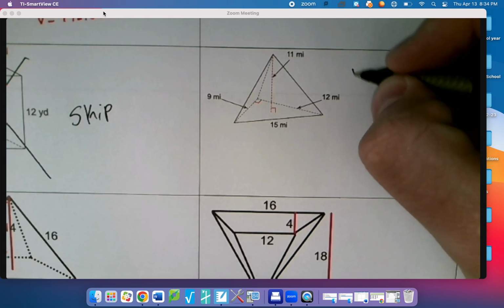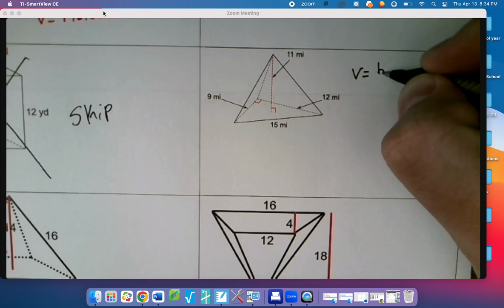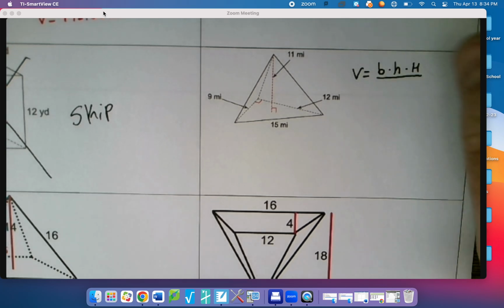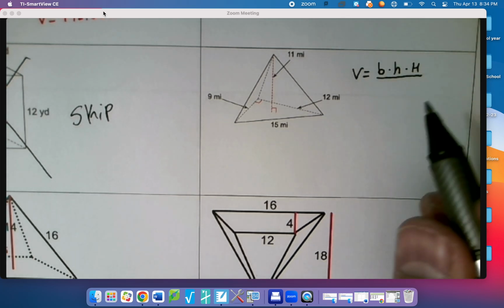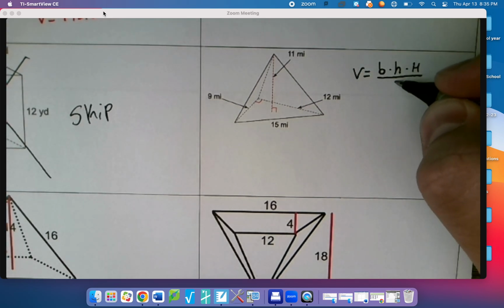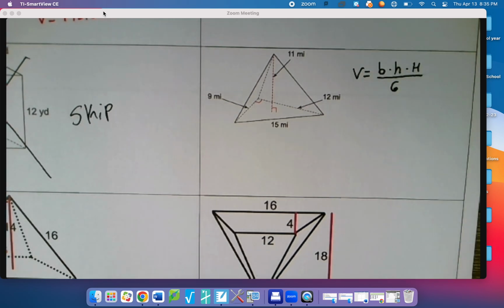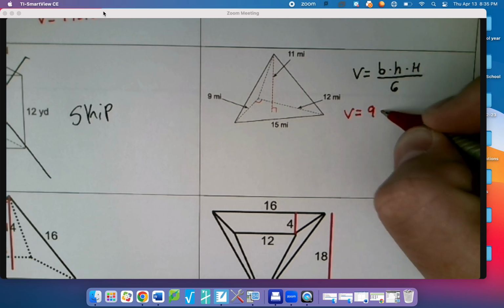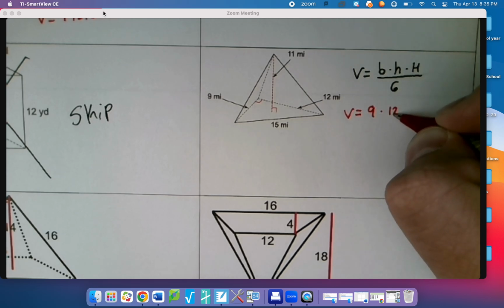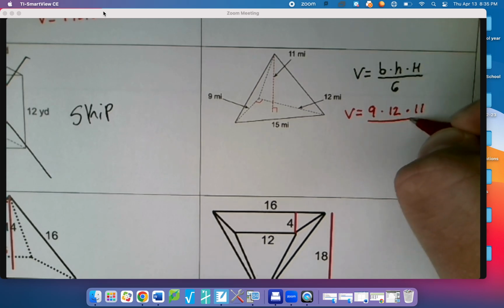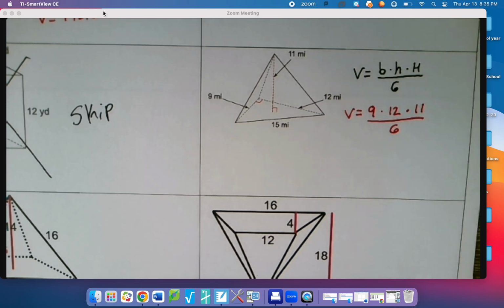All right, triangular pyramid. So we need to take the base times the height of the pyramid. We would have to divide it by 2 for the triangle. Then we'd have to divide it by 3 because it's a pyramid. So we end up dividing everything by 6. The base of the triangle is 9. The height of the triangle is 12. The height of the pyramid is 11. We're going to divide that whole thing by 6.